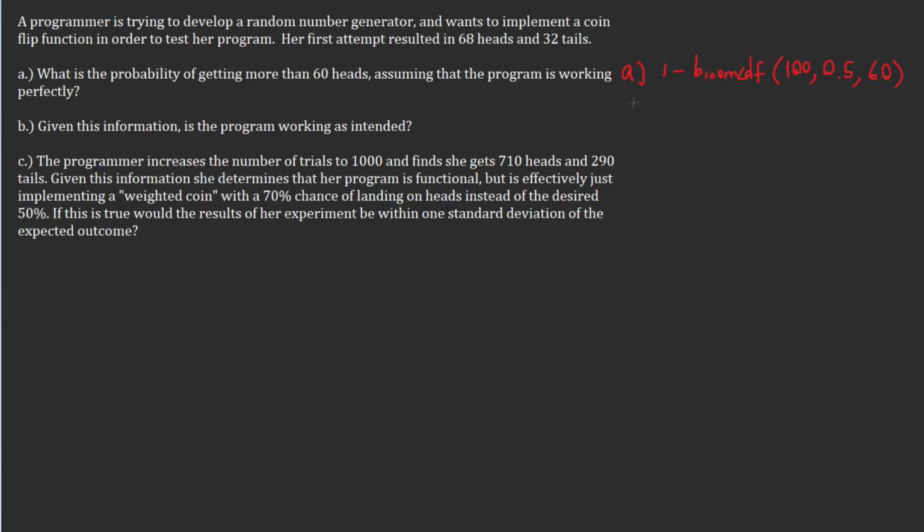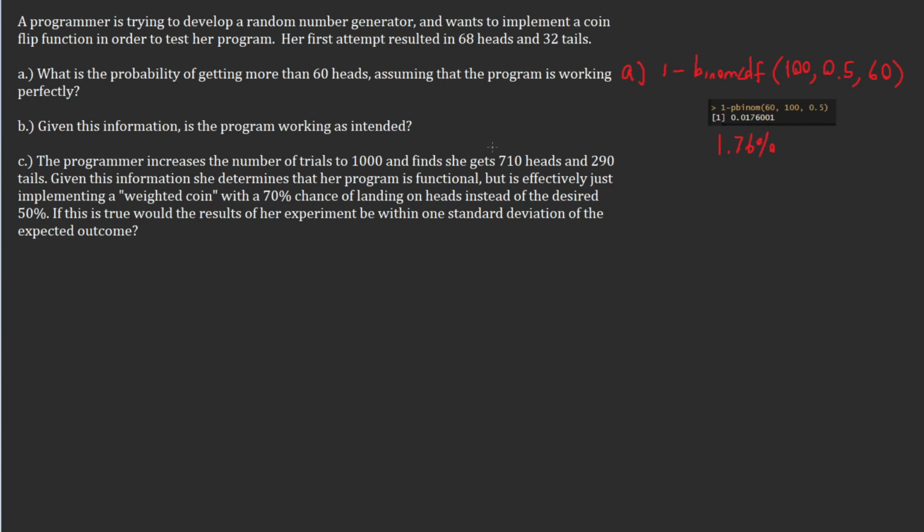And if you plug this into a calculator or R, this is the exact equivalent way of representing this in R, you would get 0.176, so a little bit less than 2%, but it'd be a 1.76% chance of this happening.